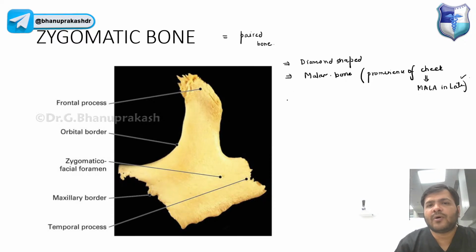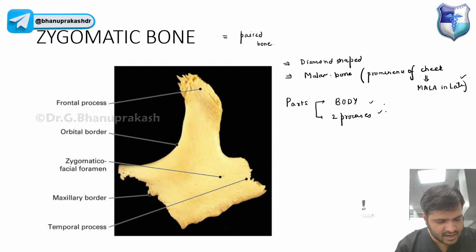Now, if we talk about the parts of the zygomatic bone, remember it consists of three parts. Majorly, we have one body and two processes. One body and two processes, guys. You can see them very well.